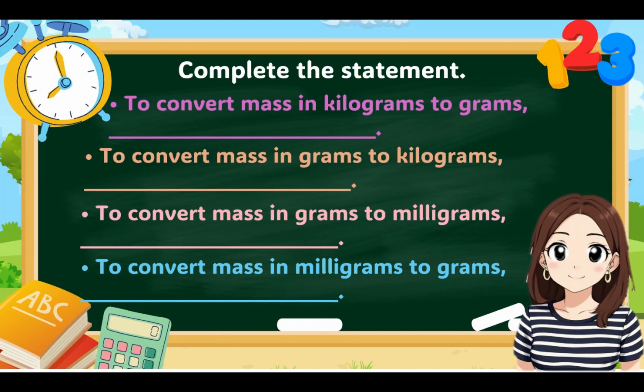Complete the statement. To convert mass in kilograms to grams. And next, to convert mass in grams to kilograms, we have 2. Then to convert mass in grams to milligrams. And lastly, to convert mass in milligrams to grams.